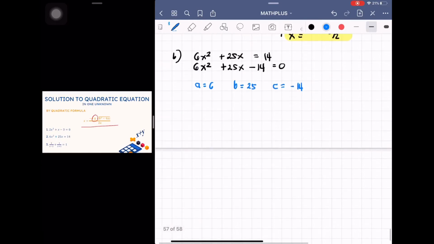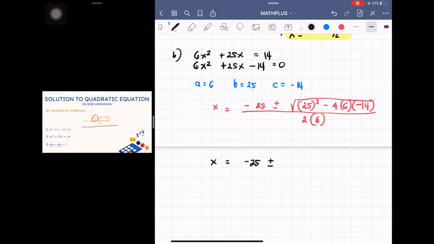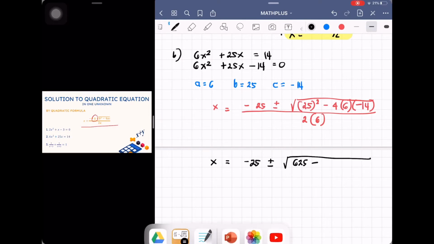Using again the quadratic formula, you get x equivalent to the negative of b, so that's 25, plus or minus the square root of b squared, so that's 25 squared, minus 4 times a, which is 6, times c, which is negative 14. Divide all of that by 2a, so 2 times 6. Let's simplify this before we separate them into two roots. So this is negative 25 plus or minus the square root of 625, since 25 squared is 625, minus. Let's get our calculator for that.